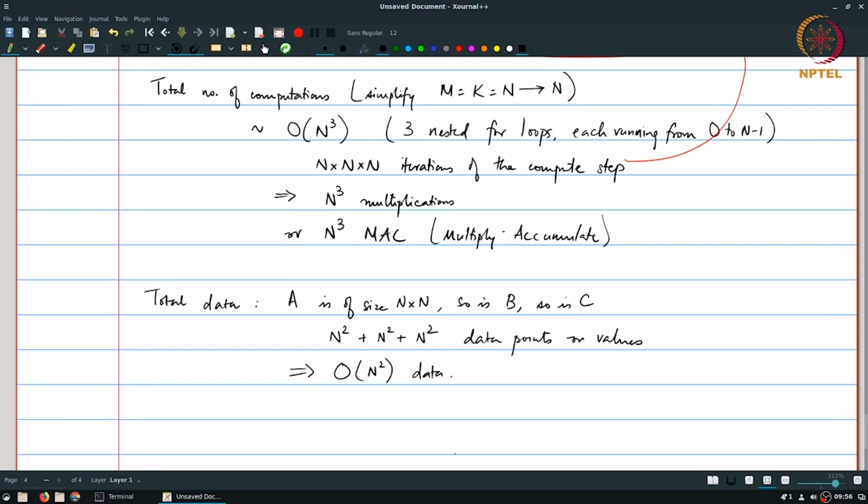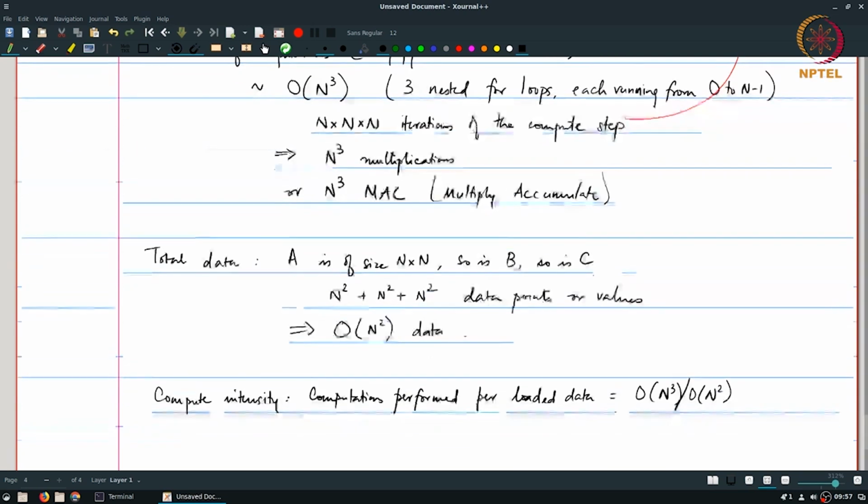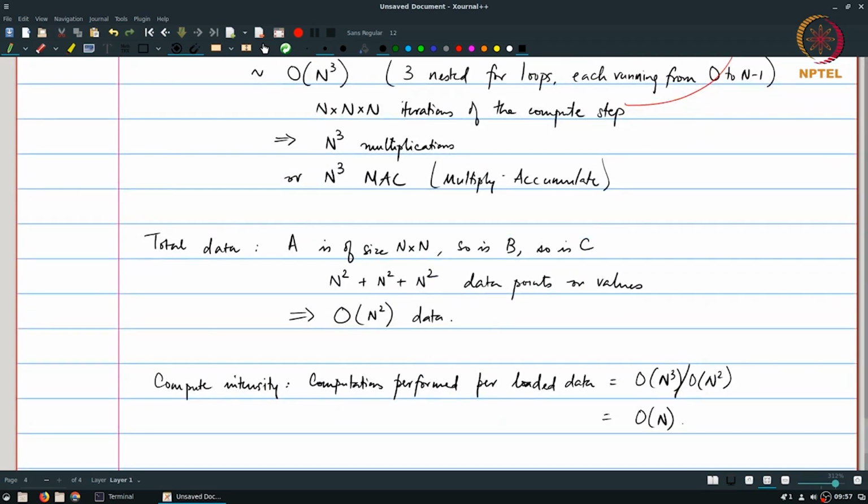So ideally, I would like to have a compute intensity, or the number of computations performed per data loaded, which is going to be O of n cubed by O of n squared, or in other words is going to be O of n. What does this mean? Effectively what I'm trying to say over here is for each value that I load from memory, I would like to perform n computations, perhaps n multiplications, before that value is discarded or left unused, right?